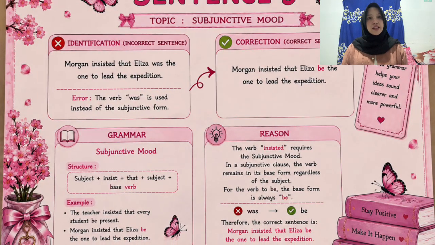Sentence number 9: Morgan insisted that Eliza was not to lead the expeditions. The mistake is the word "was". The correct sentence is: Morgan insisted that Eliza not be the one to lead the expeditions. The reason is that the verb "insisted" requires the subjunctive form. In the subjunctive, the verb "be" stays as "be" for all subjects.